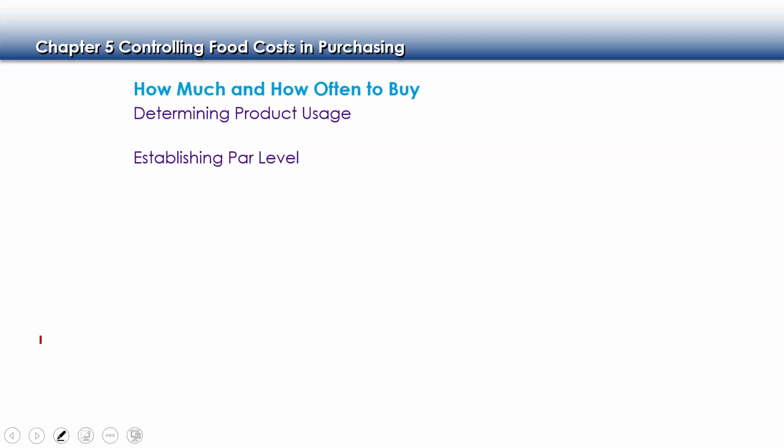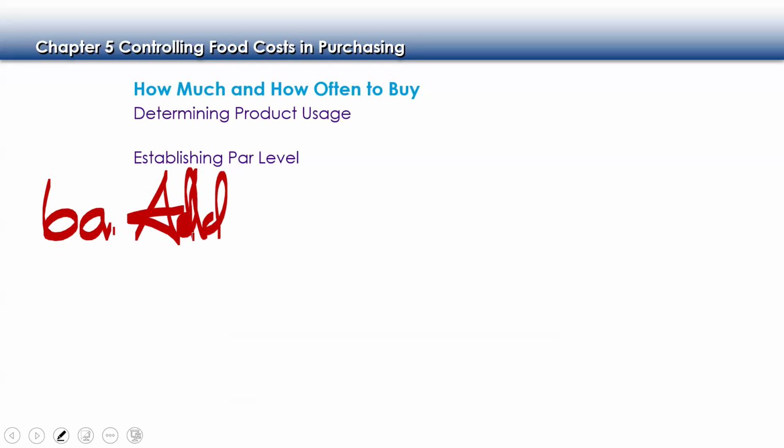So number 5 is par on your worksheet. Number 6, establishing par. 6A. If we have a similar daily usage, if we have the same thing every single day, we use the exact same amount, all we have to do is add. All we have to do is add the amount that we use every day in between deliveries. And that tells me how much par I need to have on hand. Okay? It's not super difficult. We're adding. Okay?